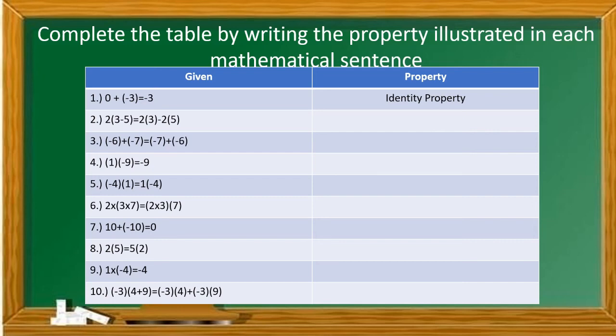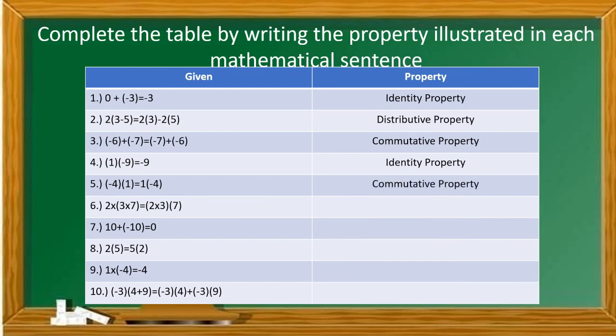What is the correct answer in the second number? Excellent! The answer is distributive property. How about in the third number? Very good! Commutative property is the answer. What is the answer in number 4? That is correct. Identity property. In the fifth number, very good. The correct answer is commutative property.